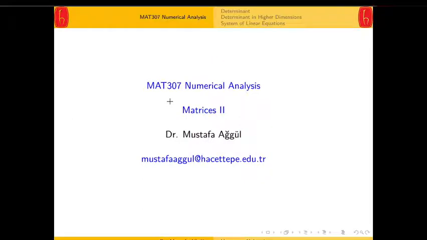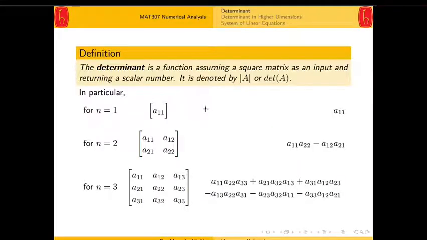In this lecture, we will continue our discussion on matrices. First, we will give a definition. It is the determinant. The determinant is a function assuming a square matrix as an input and returning a scalar number. So, it is a special function on the set of square matrices of any dimension, and it will return just a number, a real number. It is denoted between two vertical bars.